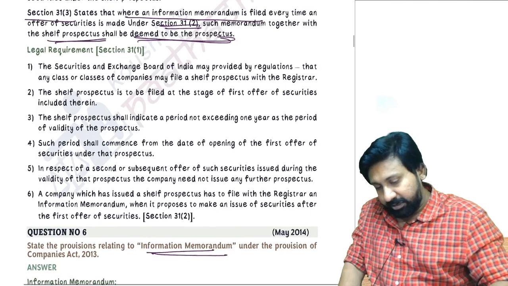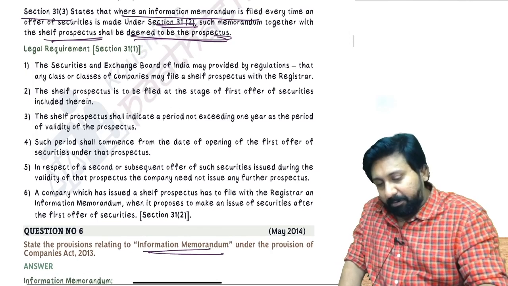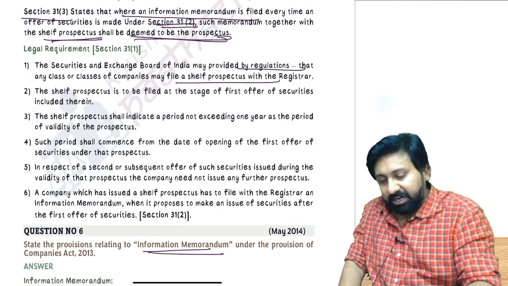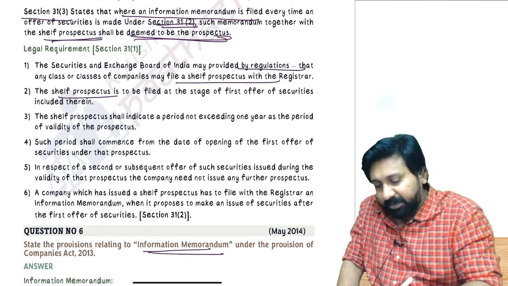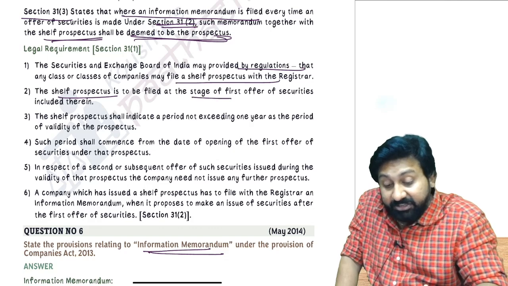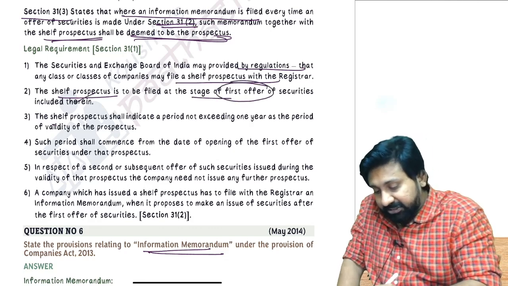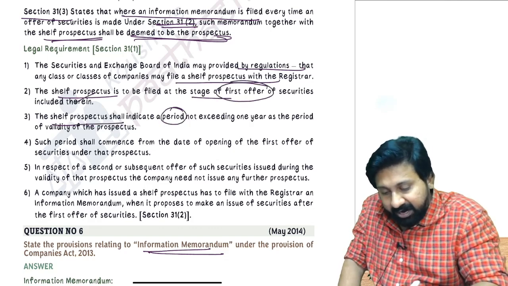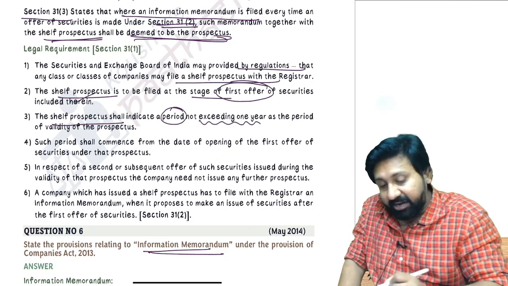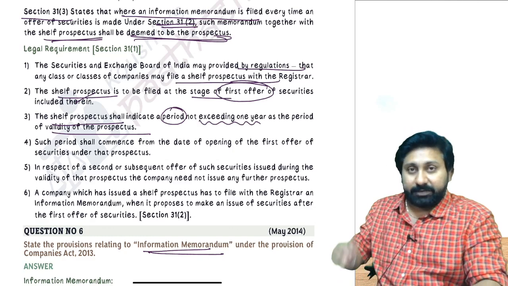Next, SEBI may provide regulations in case of a listed company to file a shelf prospectus. A shelf prospectus is to be filed at the stage of the first offer of securities. A shelf prospectus shall indicate a period not exceeding 1 year as the period of validity of the prospectus from today.